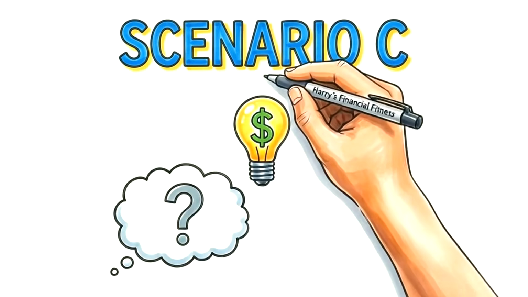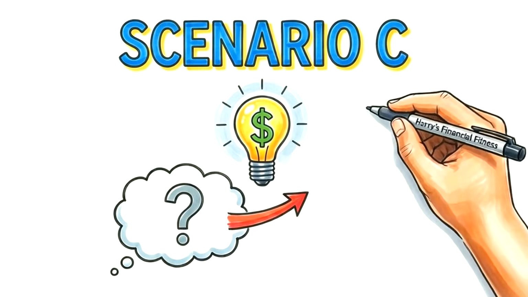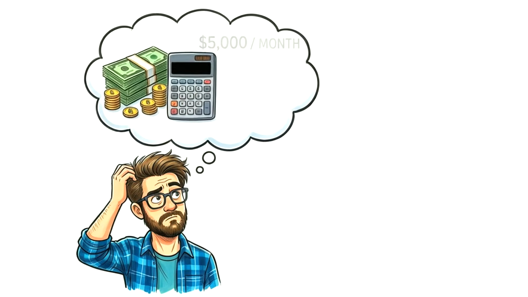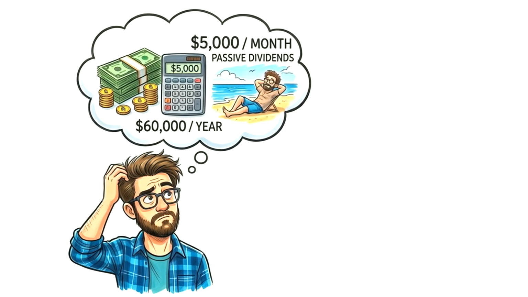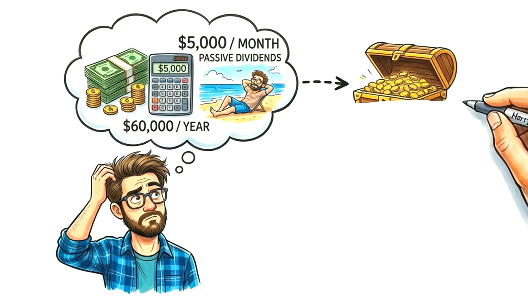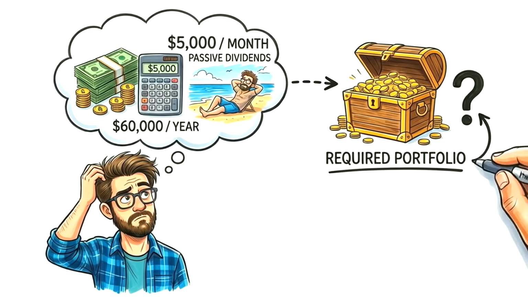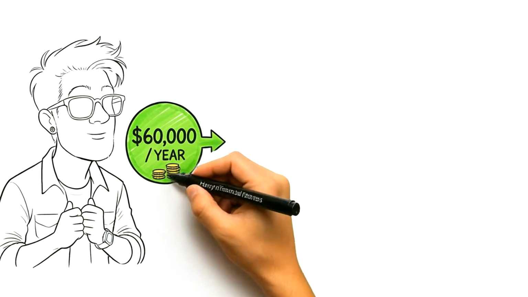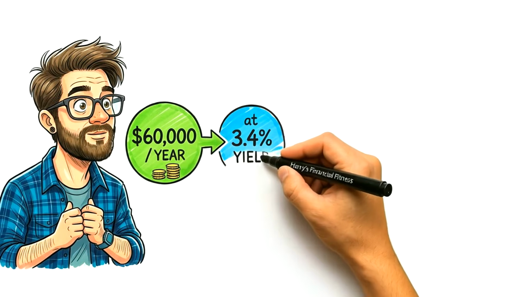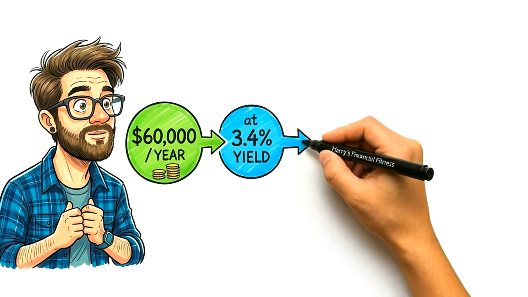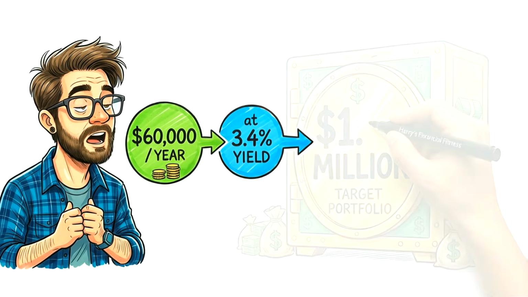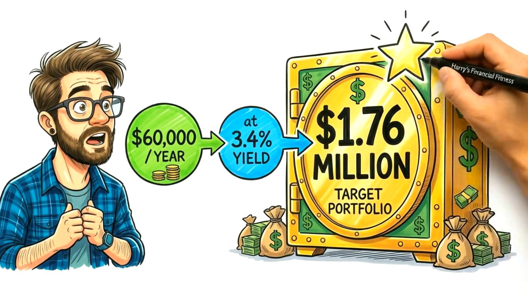And this brings us to scenario C, the one that answers the question everyone's actually thinking. What if Harry wants exactly $5,000 per month in passive dividends? $60,000 per year. What does that portfolio need to look like? At a 3.4% current yield, generating $60,000 in annual dividends requires a portfolio of approximately $1.76 million. That's the target number.